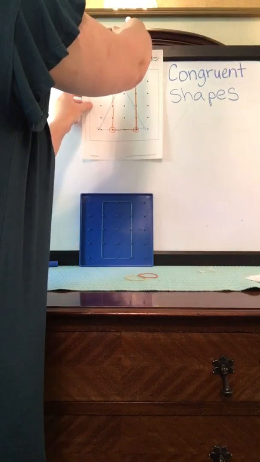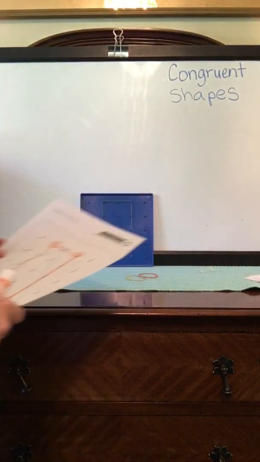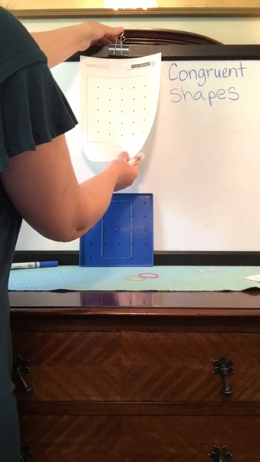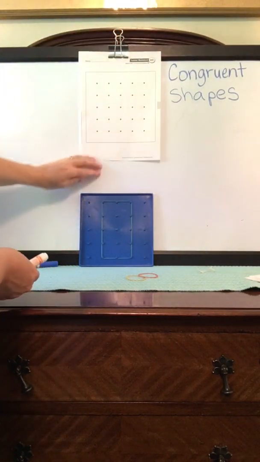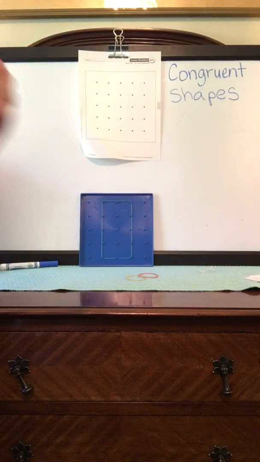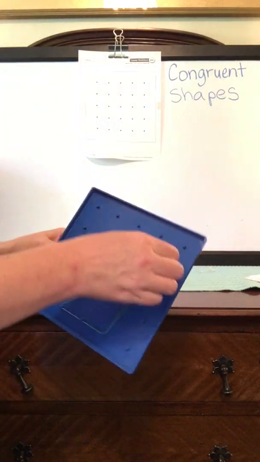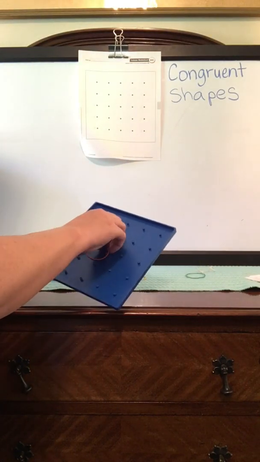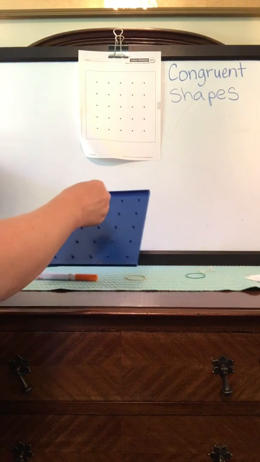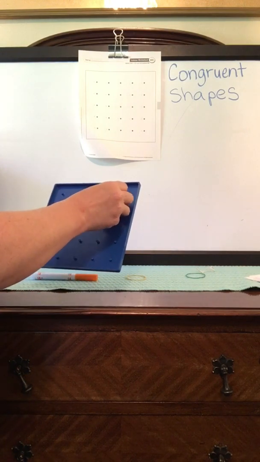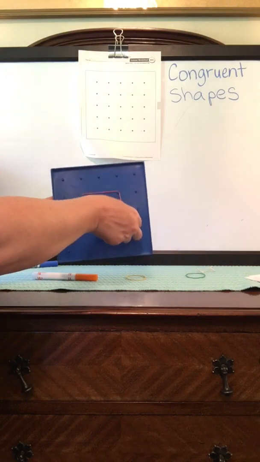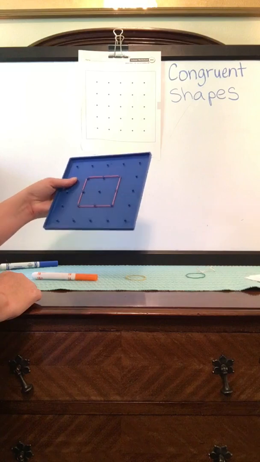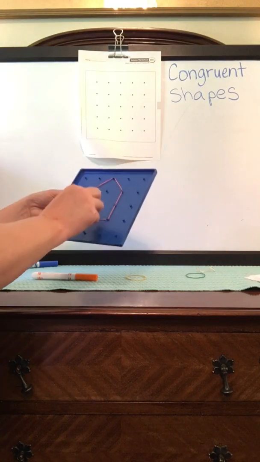Very nice. Okay, we're going to do one more together. We're going to make one more congruent shape together, and then I'm going to have you make your own. I'm going to take off my green rubber band. I think I'm going to use, ooh, red. Red is nice. Okay, let's see. This time, I think I'm going to do right in the middle. Well, that one's fine, but I wonder if I can do something different.